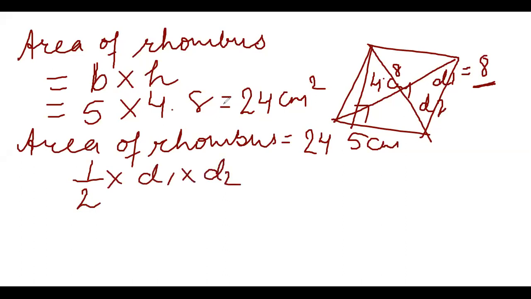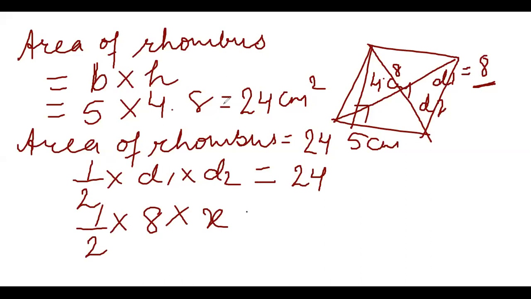As I explained to you, there are two formulas to find out area of rhombus. If base and height is given, then base into height. If diagonals are given, then half into diagonal 1 into diagonal 2. So area you will get same. Whichever formula you use, area of the rhombus will remain same. So we can apply here now half into diagonal 1 into diagonal 2 is equal to 24. Then half into diagonal 1 is 8, diagonal 2 we have to find out, say x, is equal to 24.